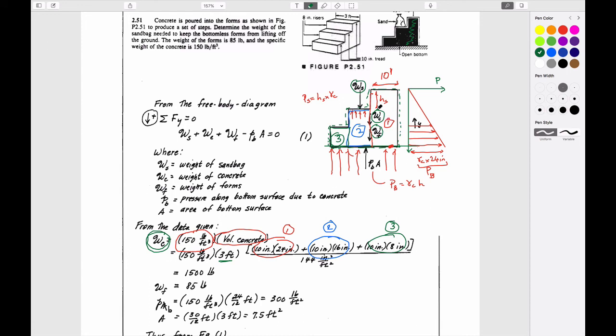I've covered these up, but the weight of concrete is one of them. The weight of the form you're given is 85 pounds. I don't know if you can see that here, a bit small, probably, on the screen, but that is this.